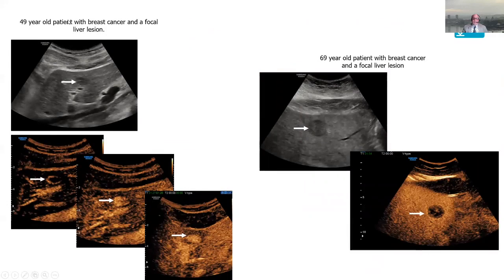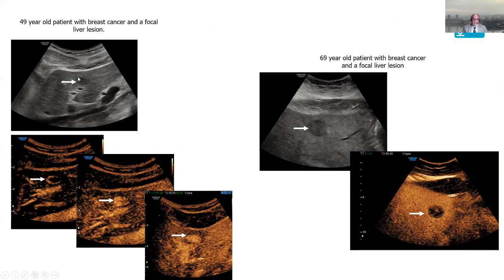These are two different patients, and again, though I've said the vast majority of your patients will have benign lesions, this is a 49-year-old patient, this is a 69-year-old patient. Both have underlying breast cancer and a focal liver lesion. This particular lesion looks atypical.